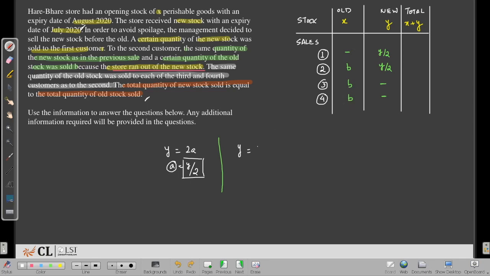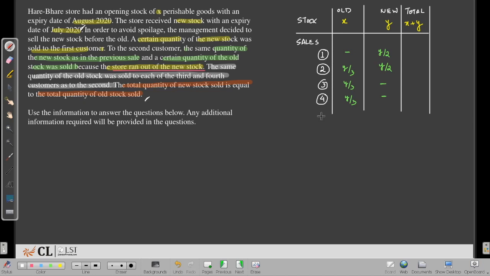The total quantity of new stock sold, y, is equal to the total quantity of old stock sold, which, if we add all this up, we get 3 times b, which means b would be equal to y by 3. So if I write b equal to y by 3, I think that'll be amazing, because now we have captured all the information that is needed to solve the questions, and we have captured it in such a manner that we are now dealing with just two variables, x and y.